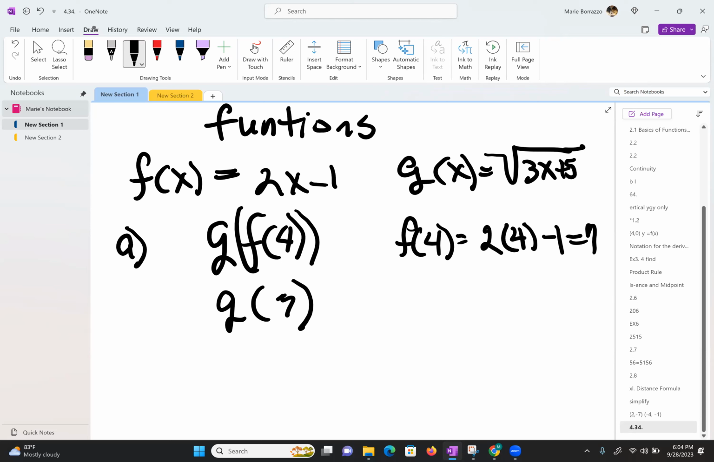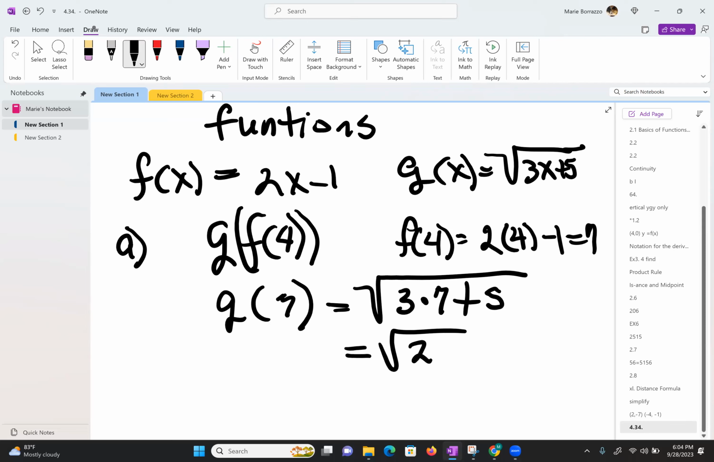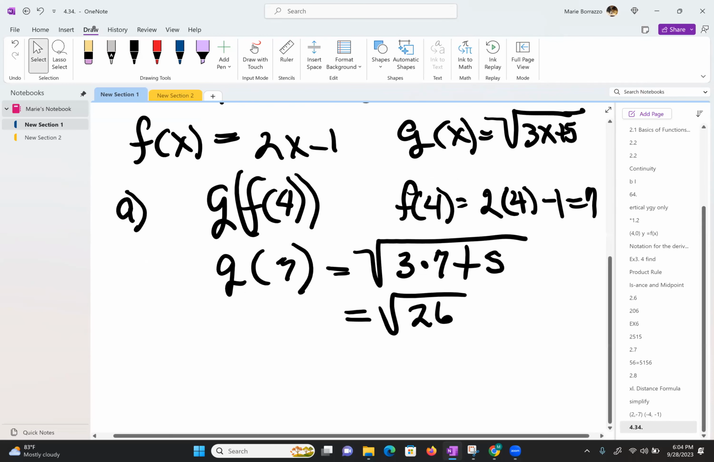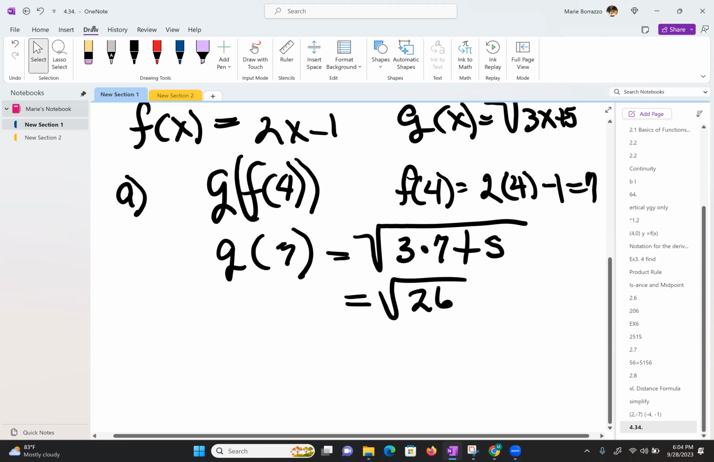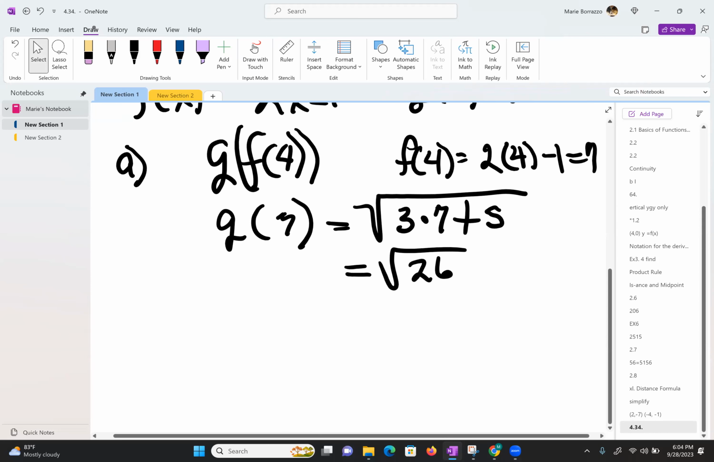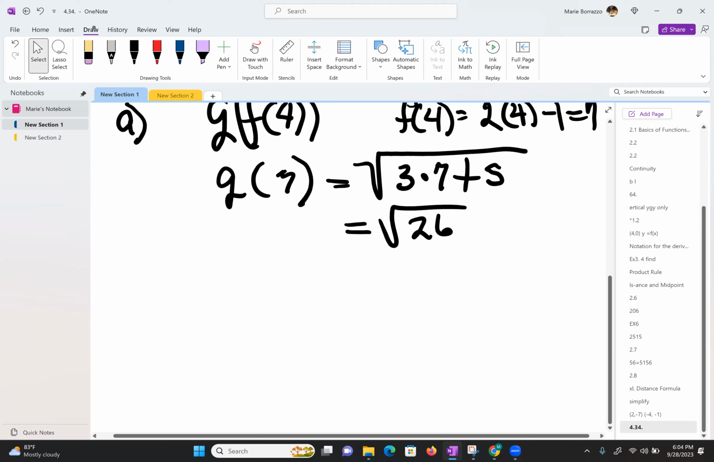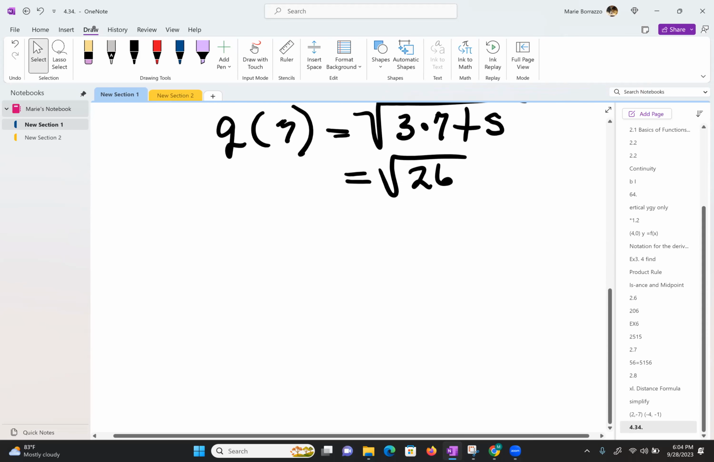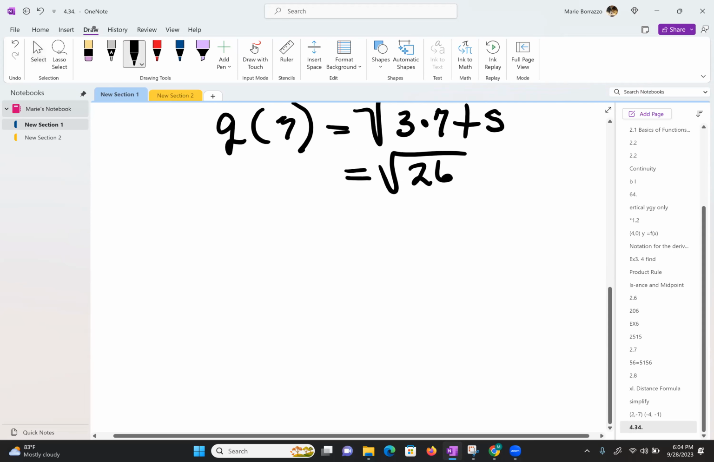If you're going to use this notation, then that means we're going to do the square root of 3 times 7 plus 5. And our final answer here is going to be the square root of 26. Yeah, that makes sense. It's a basic foundation concept in algebra, but it's part of a foundation concept here in calculus with respect to the chain rule. And you're going to see why.